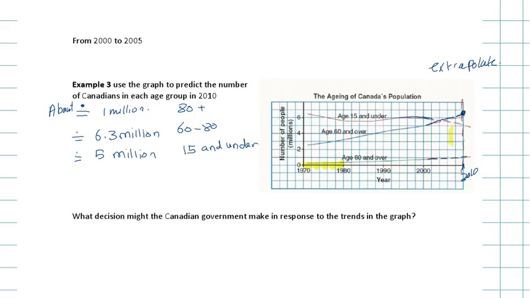So I told you the government will look at these things. They will look at these trends because they need to decide what to do. They can't wait until the thing happens and then start to solve the problem, because everything takes time. Nothing can happen overnight. They have to study ahead of time for the solution. So what decisions might the Canadian government make in response to the trends in the graph?